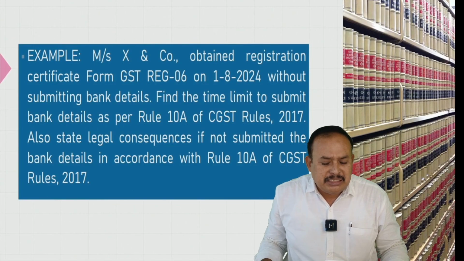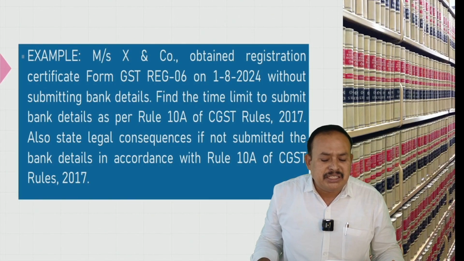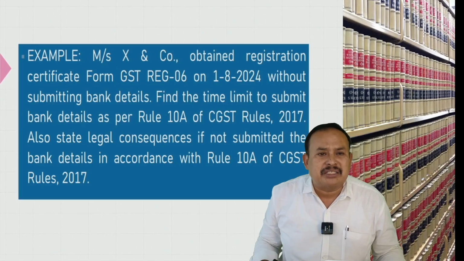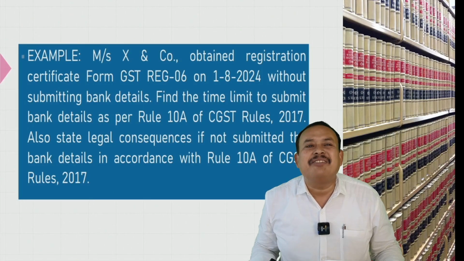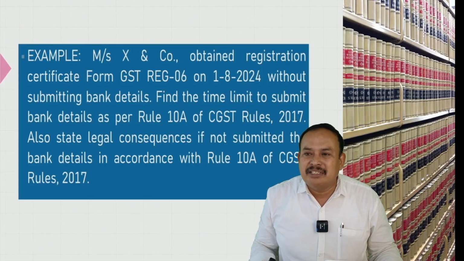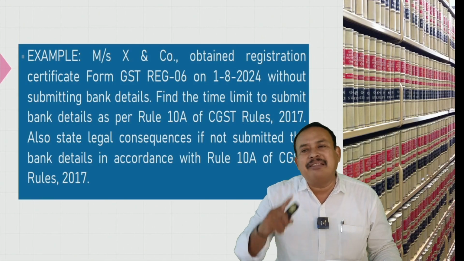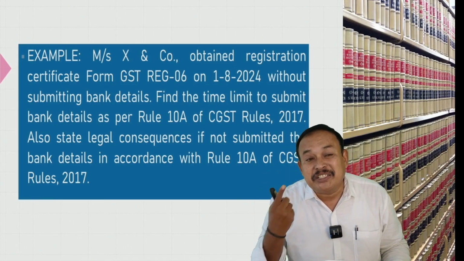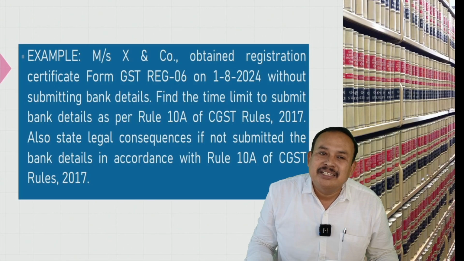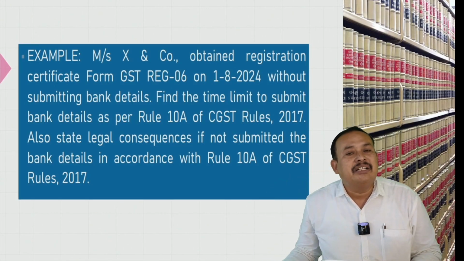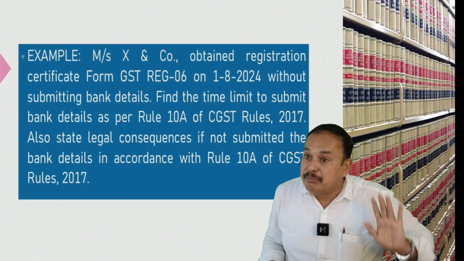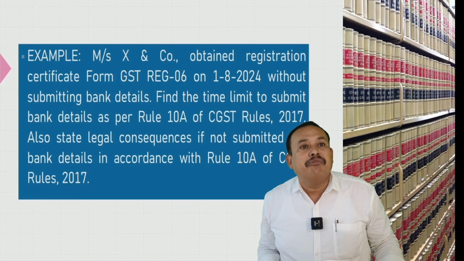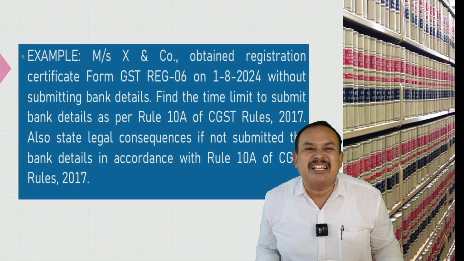Or the date of submission of GSTR-1 return for the month of August is what date? 11th of September. GSTR-1 return is due by the next month's 11th. 11th of September or 31st of August, which is earlier? 31st of August is earlier, within which period you should submit the bank details. If not submitted within the time period, then your registration will be suspended.